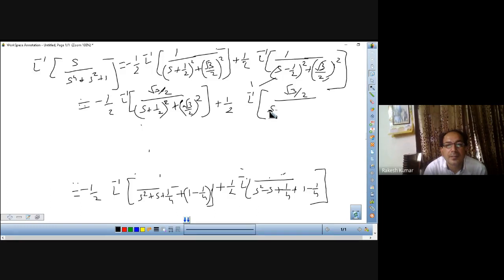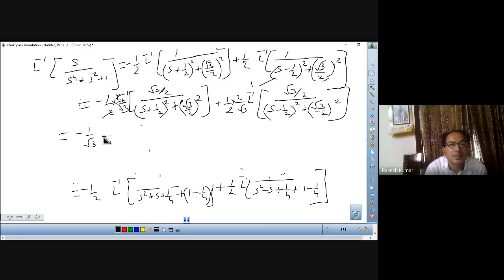Root 3 by 2 over (s minus 1 by 2) square plus (root 3 by 2) square. Now, if we multiply in the numerator with root 3 by 2, then we need to divide here. Divide here means here should be 2 upon root 3, and here also should be 2 upon root 3, because this extra term we have taken in the numerator, root 3 by 2. Now, in the constant we have, first of all, this 2 has been cancelled with this 2. This is a minus 1 by root 3, because there is a constant term here.